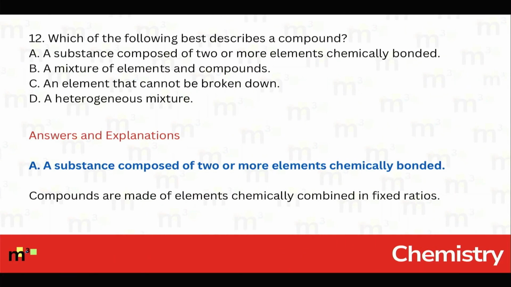Compounds are substances formed when two or more elements combine in a fixed ratio. For instance, water, which is H2O, is a compound made of hydrogen and oxygen. Compounds have distinct properties different from those of their constituent elements, unlike mixtures where components retain individual properties.